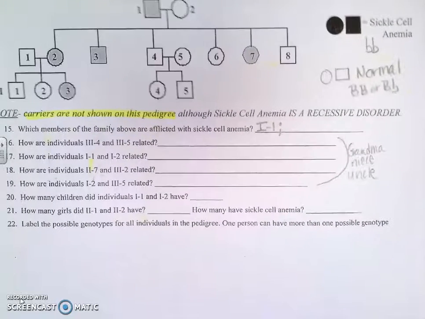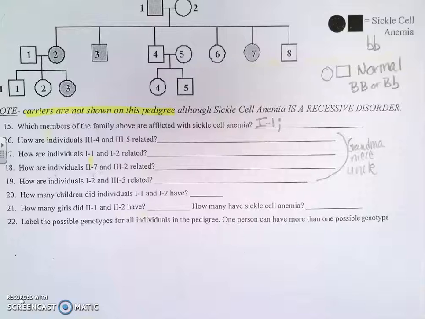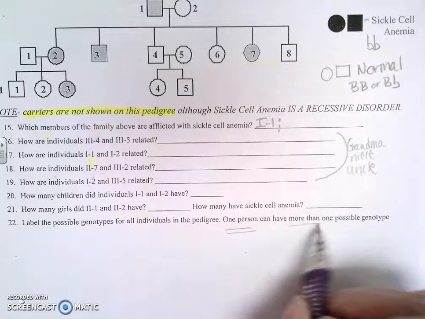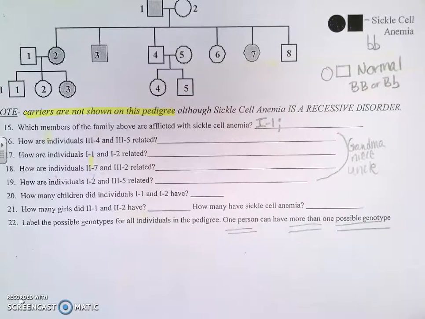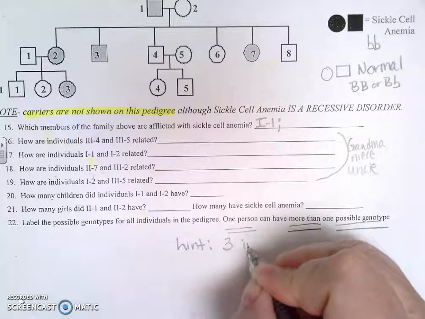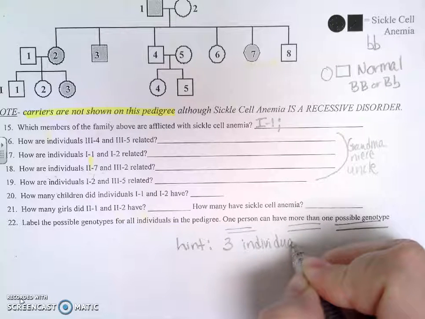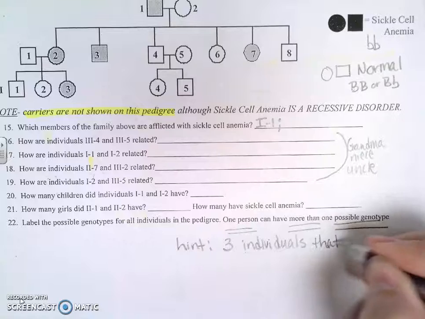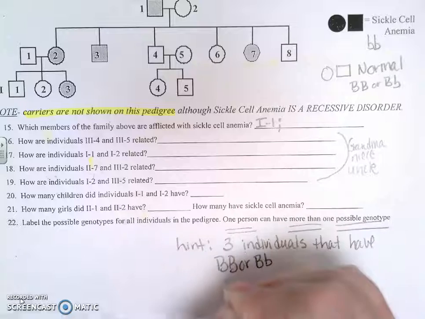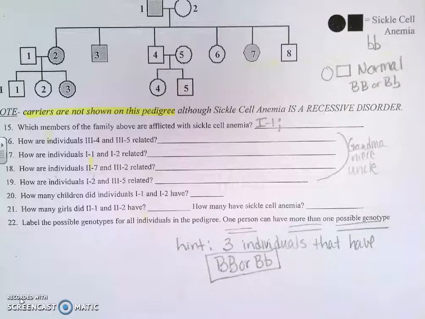And I'm grading you on this one, okay? So I'm not going to give you any answers. Check out 22. I'm going to give you another hint. One person can have more than one possible genotype. And here's your hint. There's 3 individuals that have BB or Bb as their answer. There's 3 individuals in that pedigree that have homozygous dominant or heterozygous as their total answer.